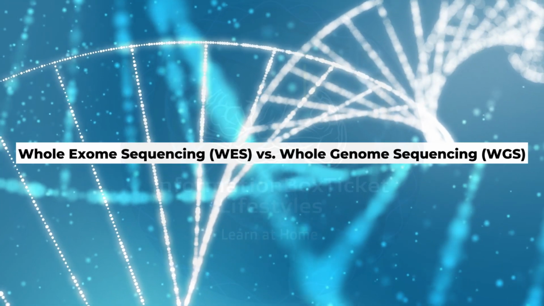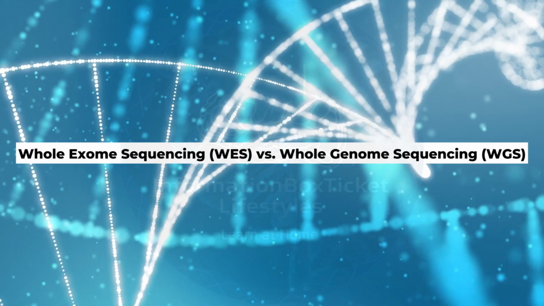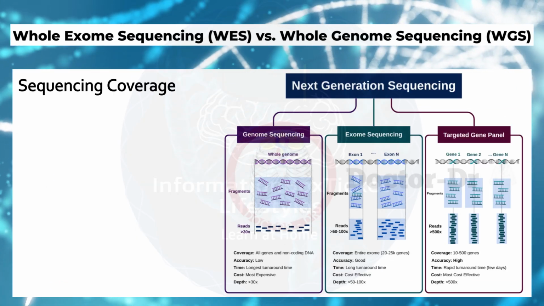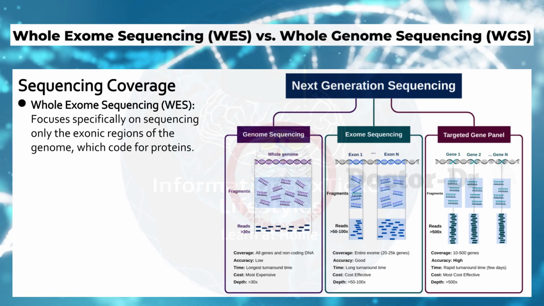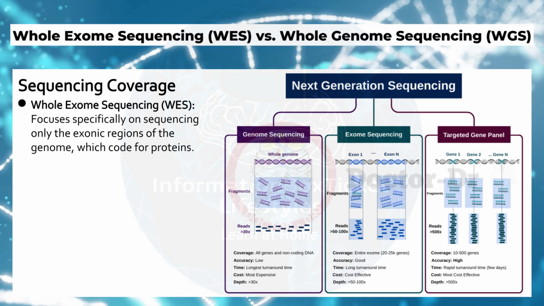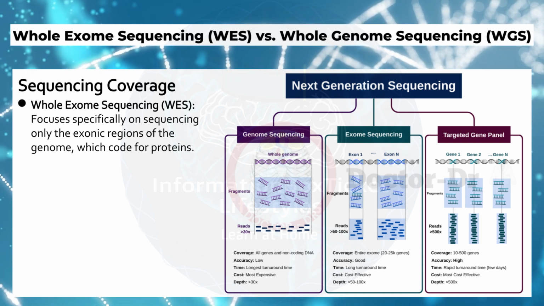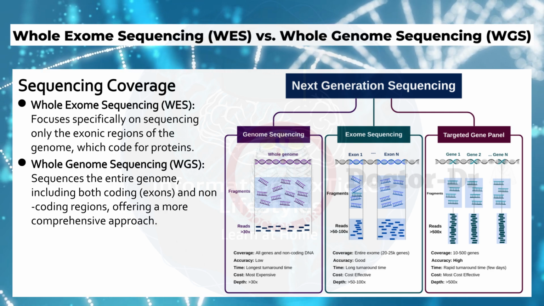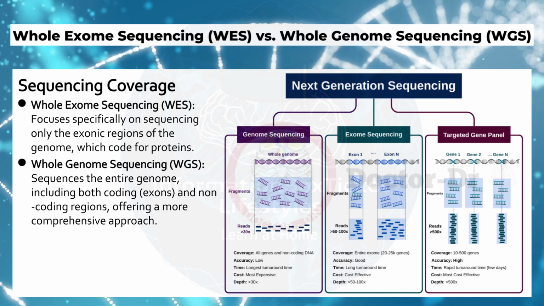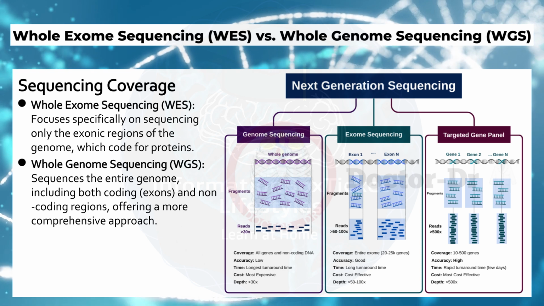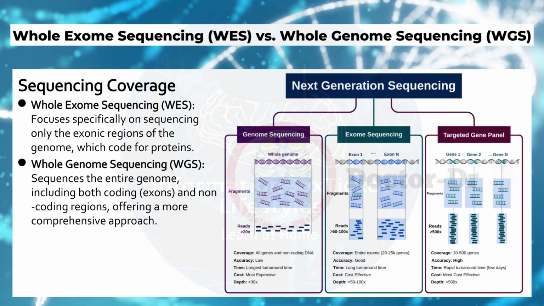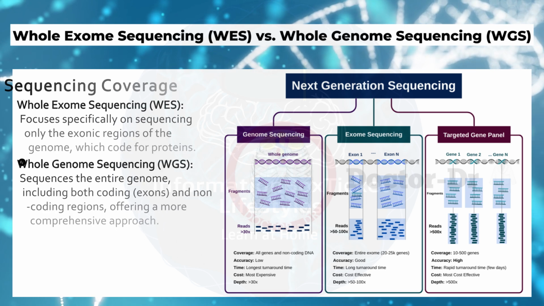Whole exome sequencing versus whole genome sequencing. Sequencing coverage. Whole exome sequencing focuses specifically on sequencing only the exonic regions of the genome, which code for proteins. Whole genome sequencing sequences the entire genome, including both coding, exons, and non-coding regions, offering a more comprehensive approach.